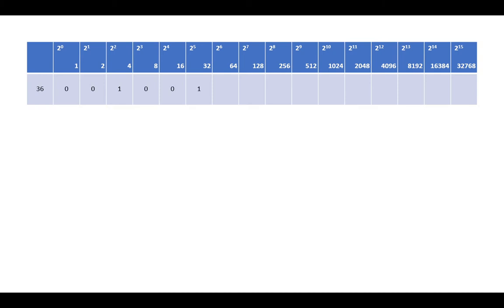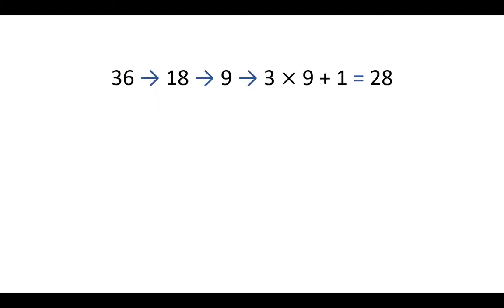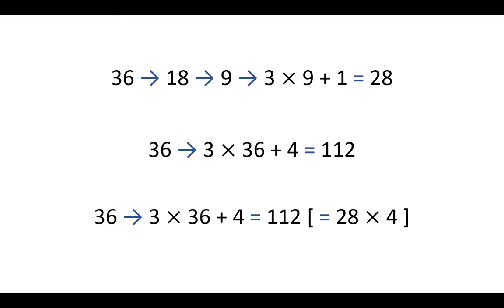If we were doing the original Collatz, we'd divide by 2 and get 18, and then divide by 2 again to get to 9. Then we'd apply 3n plus 1 and reach 28. Here, like this. With the new formula of 3n plus the least significant bit, we get to 112. That's 3 times 36 plus 4. At this point, I'll point out that 112 is exactly 4 times 28. And if we did the division after this operation, we'd be in the same place.